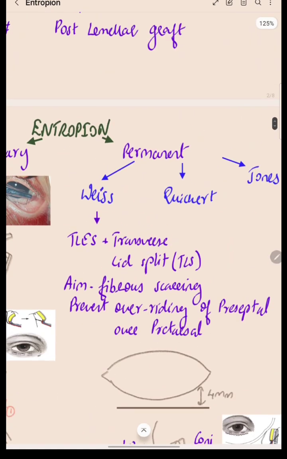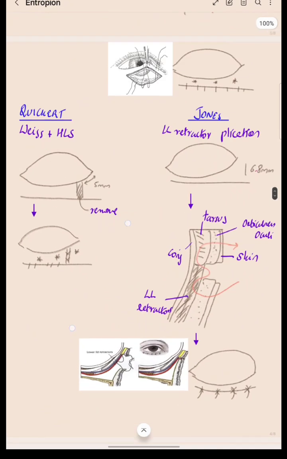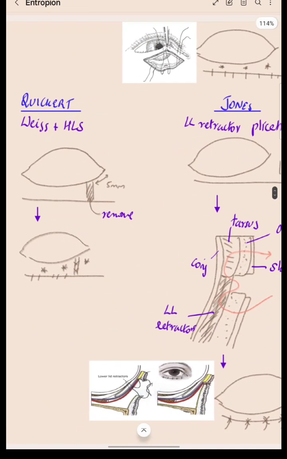Next one is the Quickert procedure. In the Quickert procedure, it is a combination of Weiss plus horizontal lid shortening. Here for horizontal lid shortening, we cut a portion of lid margin 5 mm from the lateral canthus, and a transverse lid split. That is a full thickness transverse eyelid split. It creates a fibrous scar which acts as a barrier between preseptal and pretarsal orbicularis oculi. The level of transverse lid split is about 4 mm below the lid margin to avoid the tarsal plate. Align the cut lid margin with Vicryl 4-0.